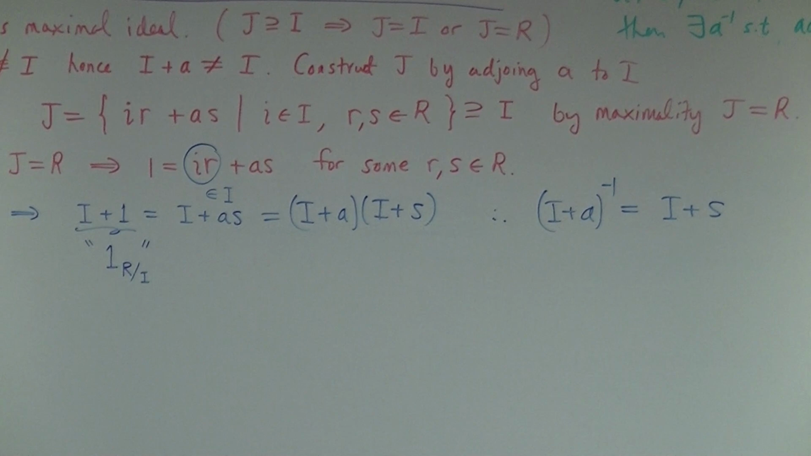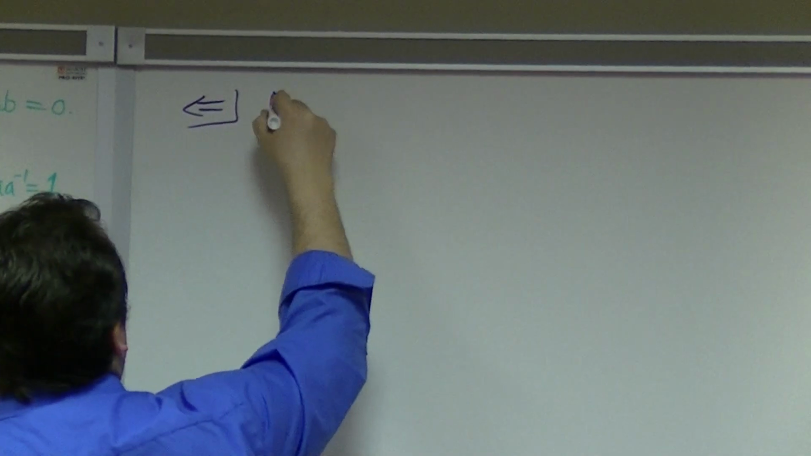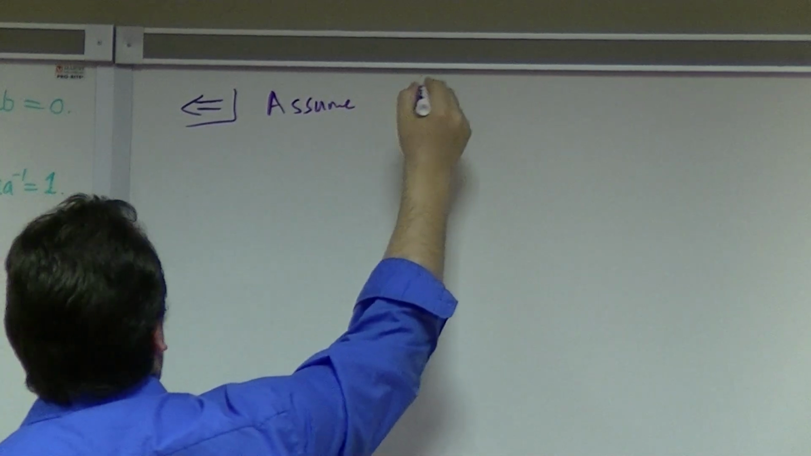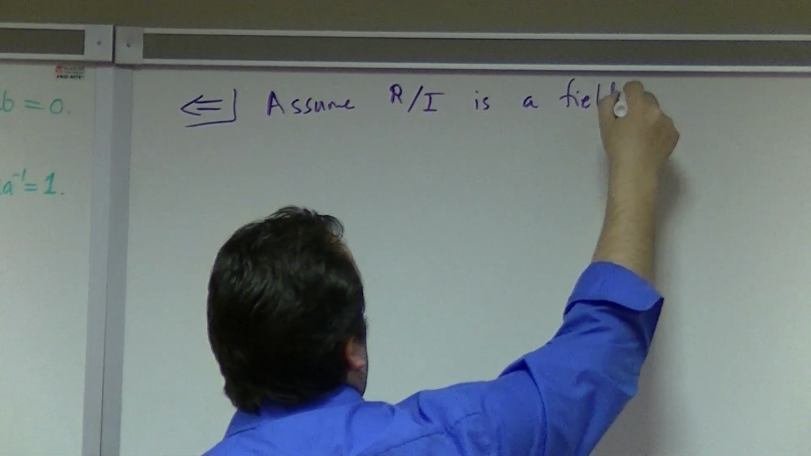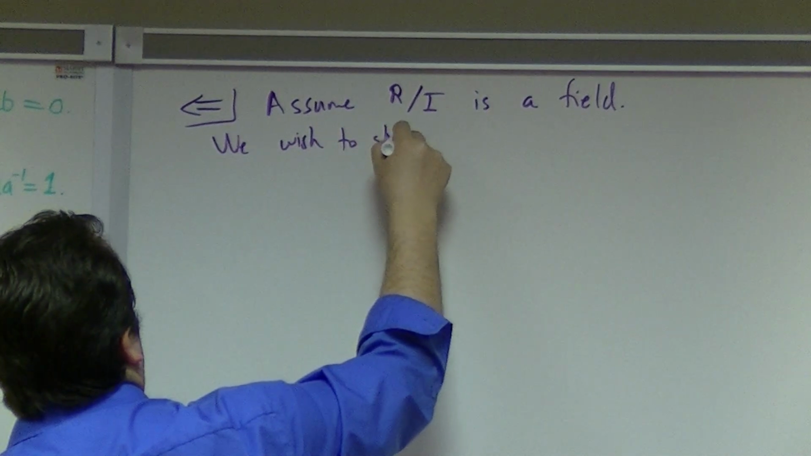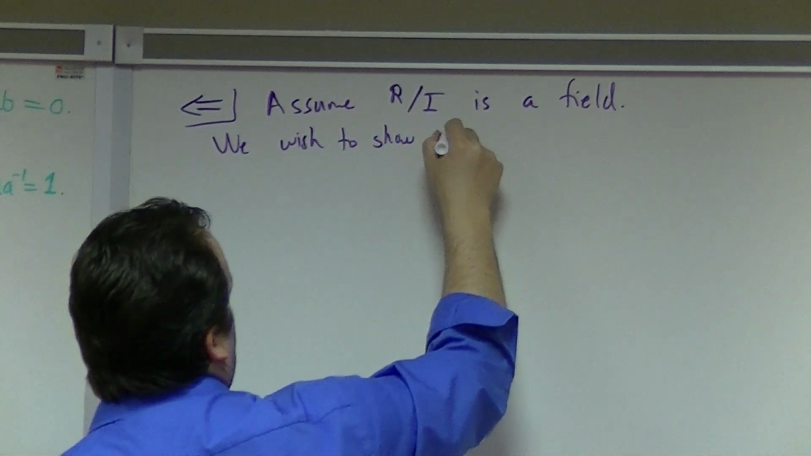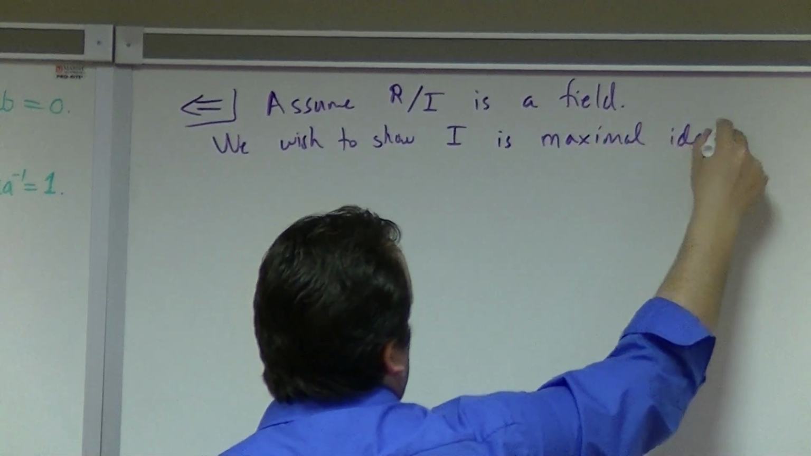Okay, there you go, that's the forward direction. Now we have to do what? This way. So what should we do? Assume R mod I is a field. We wish to show that I is a maximal ideal.